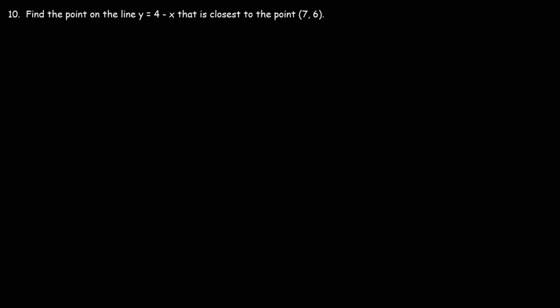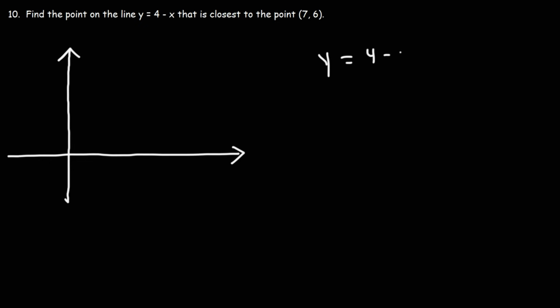Number 10. Find a point on the line y equals 4 minus x that is closest to the point 7, 6. So let's begin by drawing a picture. So let's plot y equals 4 minus x. So if we plug in 0 for x, y is going to be 4. So that's actually the y-intercept.